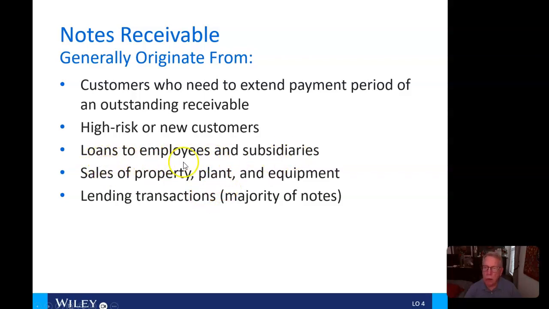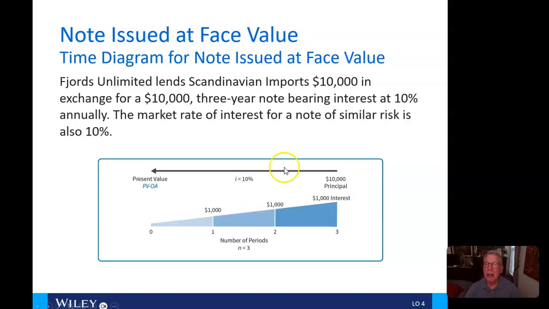So sometimes we have loans to employees. I've done that several times, and to our subsidiaries. Sales of property, plant, and equipment almost always will require a note, and then lending transactions almost always will require a note to a bank. I've never done one to a bank that didn't require paperwork. In any event, the time diagram for a note is issued at face value.